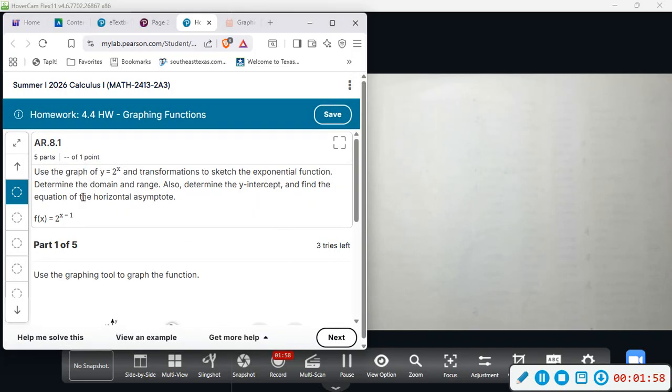All right, question number 2. We want to use the graph of y equals 2 to the x power. And then we're going to use transformations to sketch the exponential function. We're going to determine the domain, range, also the y-intercept, and find the equation of the asymptote.